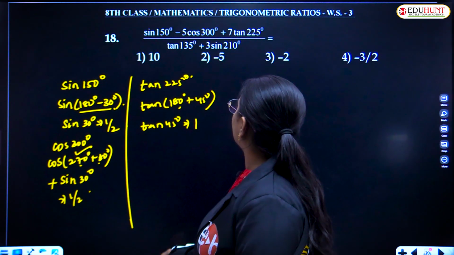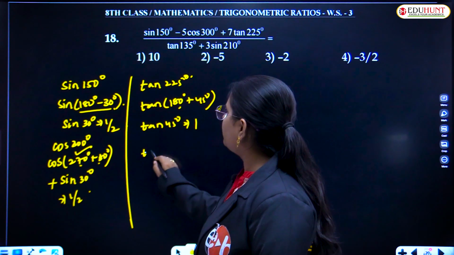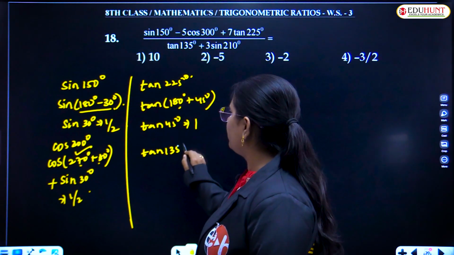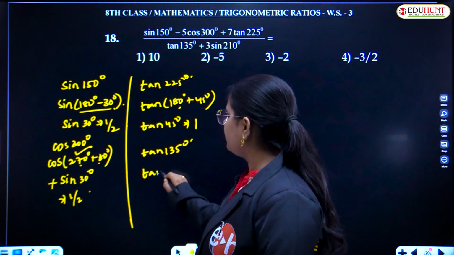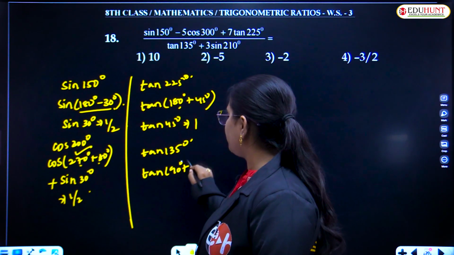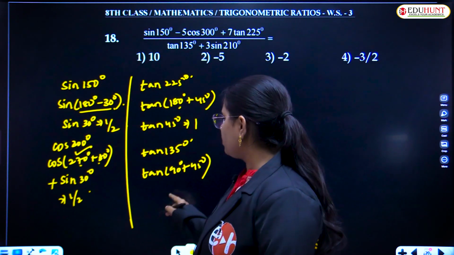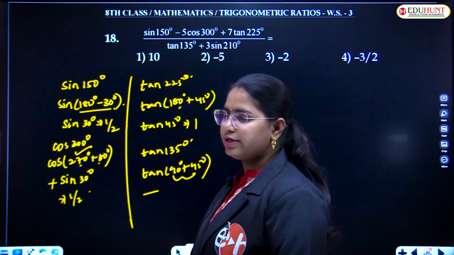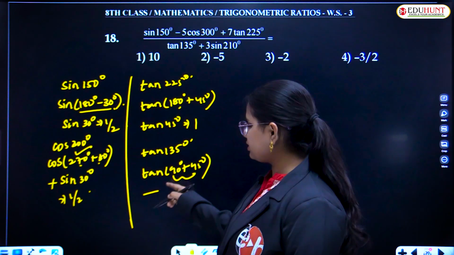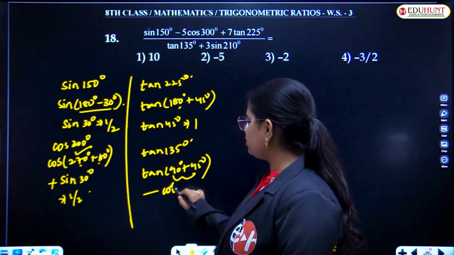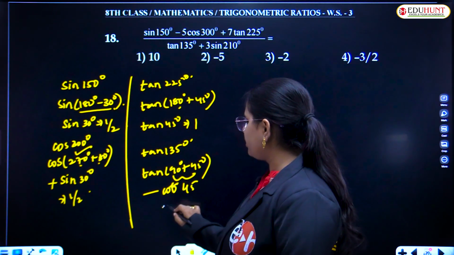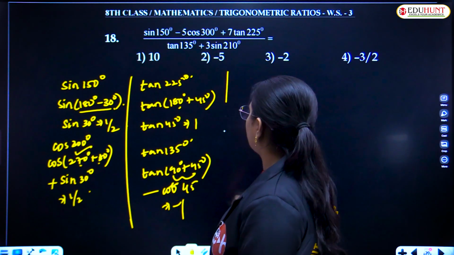Next, tan 135 degree. What is 135 degree? Tan of 90 degree plus 45 degree. So 90 plus theta is in the second quadrant. Tan is negative in the second quadrant. So tan changes to cot, which is minus cot 45. The answer is minus 1.